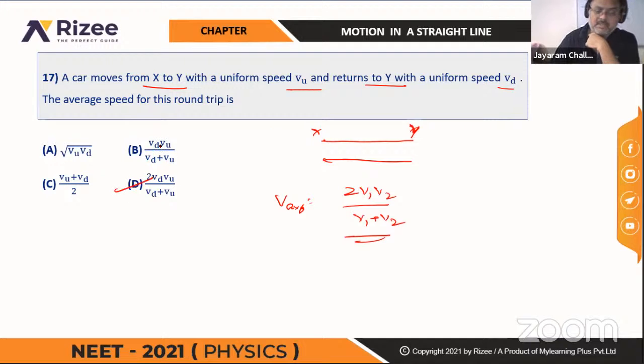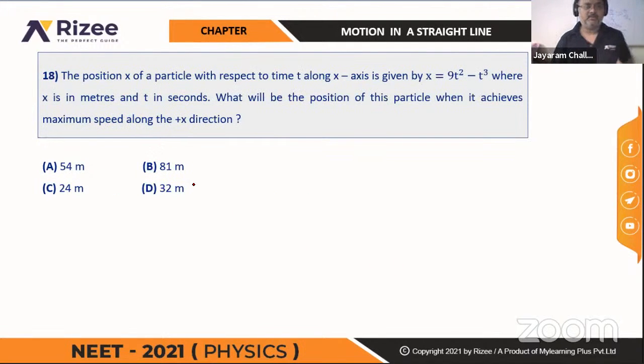This is our thing. Next one, the position x of the particle with respect to the time t along the x-axis is given by x is equal to 9t square minus t cube.